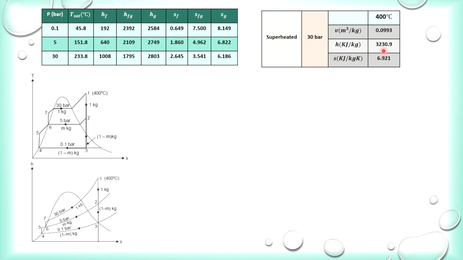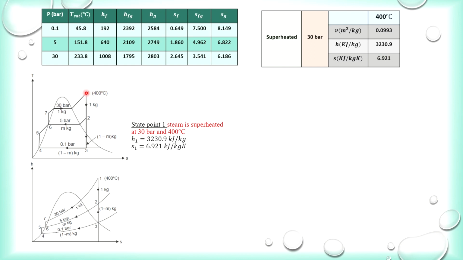And from that, what we need is usually the enthalpy as well as the entropy for state point 1. So state point 1, we can say that the steam is actually superheated, at 30 bar and 400 degrees C. So you got your H1, that is 3230.9 from the table, and then the entropy of 6.921, also from the table.